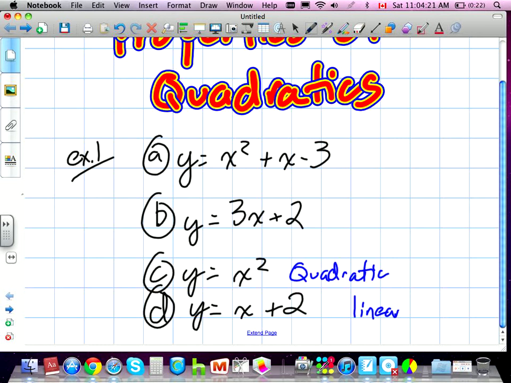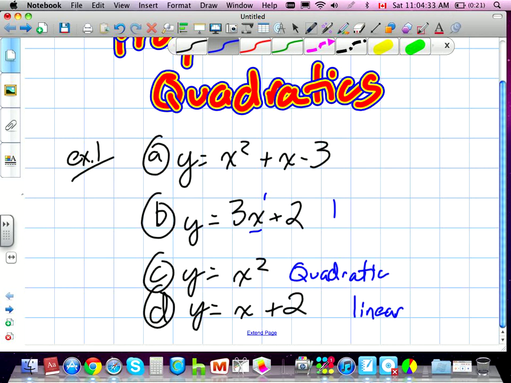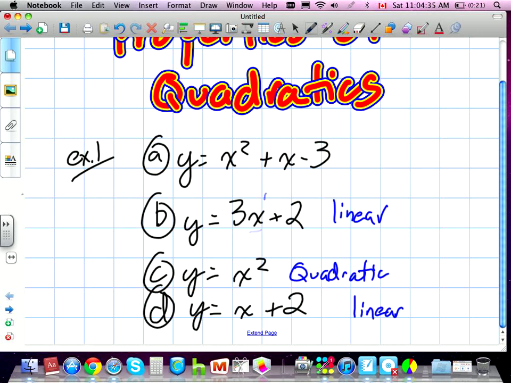Okay, so using that information, what about this one here? First of all, what's the power of the exponent? Yeah, it's just the power of 1. So what type of relationship do you think that'll be? Yeah, exactly. This would be linear. But the top one has 2 x's. Yeah, you're right. It has 2 x's.